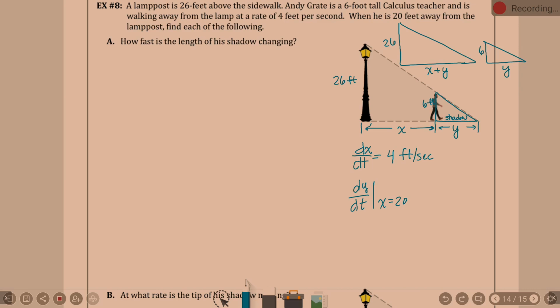Are you with me here? Yeah, I suppose. But we do. You guys already mentioned that we have proportional triangles. Okay, so we're going to set up a couple of proportional triangles. Set up your ratios. What ratio do you want to use? 26 over 6. What's that going to be equal to? X plus Y over Y. Yeah, that is. Are you guys there? Sure.